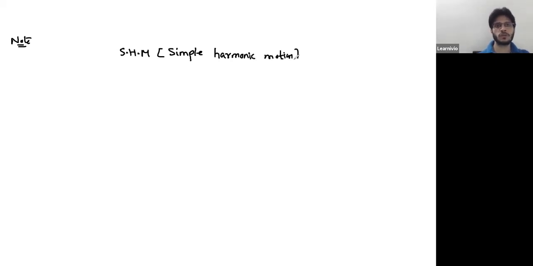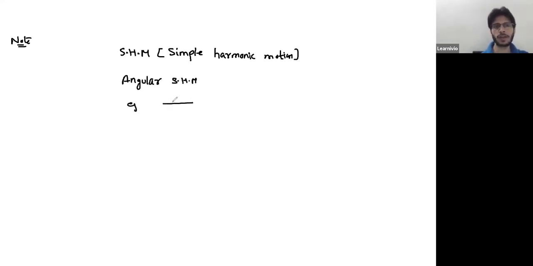For the next question, you need a topic of class 11, which was SHM, simple harmonic motion. Let's revise this topic of class 11. We will use this topic in the next numerical. In fact, even in simple harmonic motion, we will use angular SHM, angular simple harmonic motion.